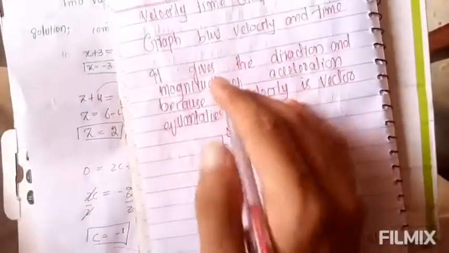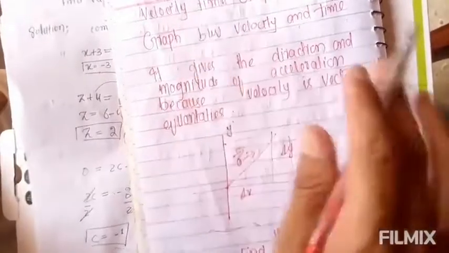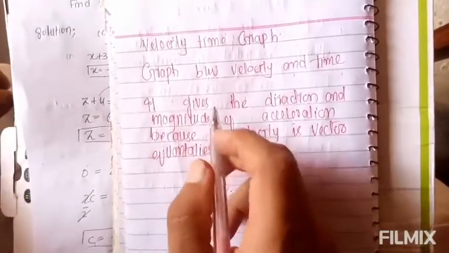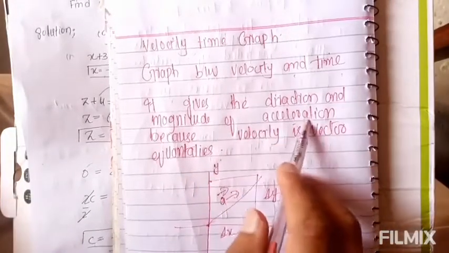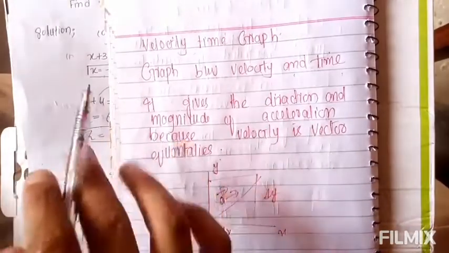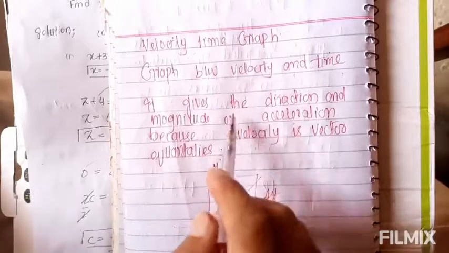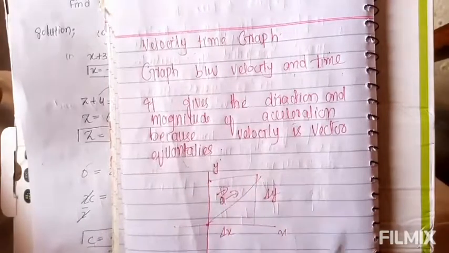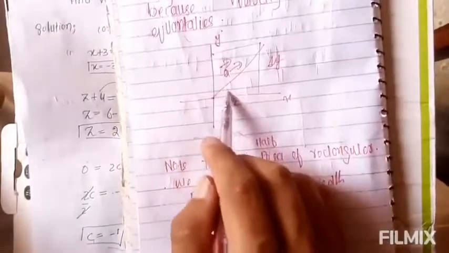Now come to the velocity time graph. The graph between velocity and time is called the velocity time graph. It gives the direction and magnitude of acceleration. The speed time graph gives only the magnitude, but the velocity time graph gives the direction as well as the magnitude of acceleration, because velocity is a vector quantity.